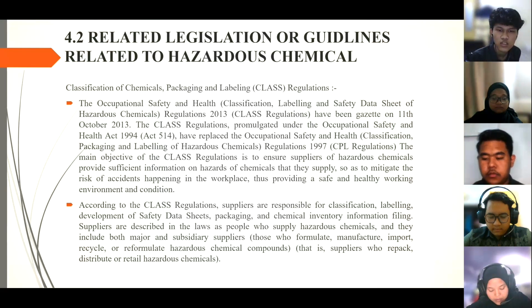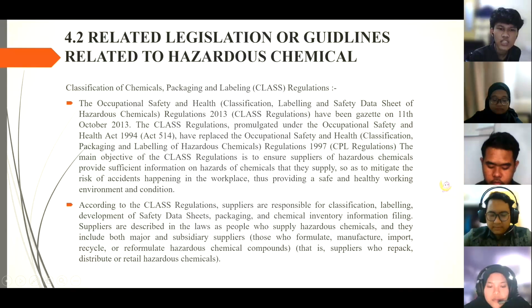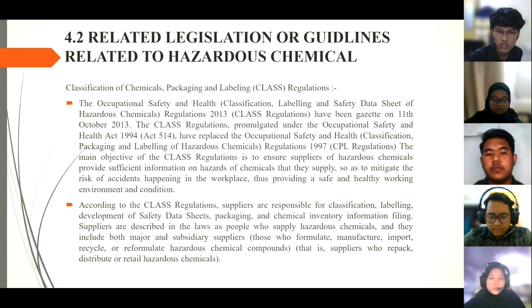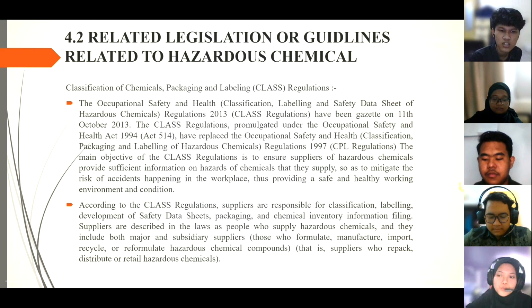According to the CLASS regulation, suppliers are responsible for classification, labeling, safety data sheets, packaging, and chemical inventory information filing. Suppliers are described in the law as people who supply hazardous chemicals, and they include both agents and subsidiaries, those who formulate, manufacture, import, recycle, or reformulate hazardous chemical compounds, and those who pack, distribute, or retail hazardous chemicals.